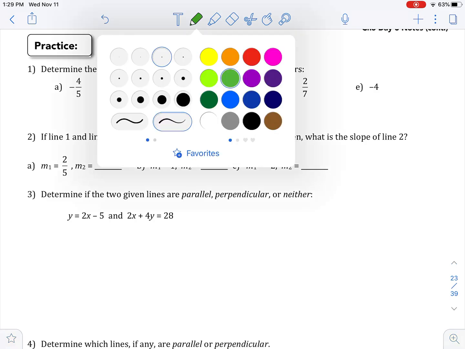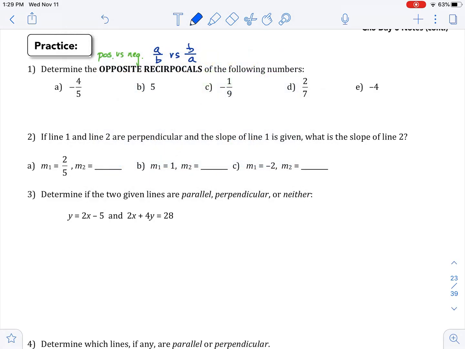So what we want to do here is answer the question here. What is the opposite reciprocal of negative 4 divided by 5? Well, if the first one's negative, the second one's positive, and we flip the 4 and the 5 to call it 5/4. Problem number 1b here says, what's the opposite reciprocal of 5? I'm going to write 5 as a ratio of 5 over 1. If that is positive, this answer down here will be negative, and then we flip the top and the bottom.